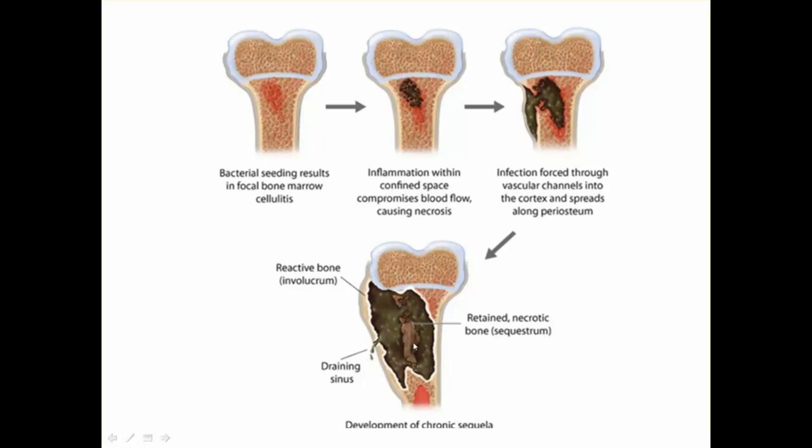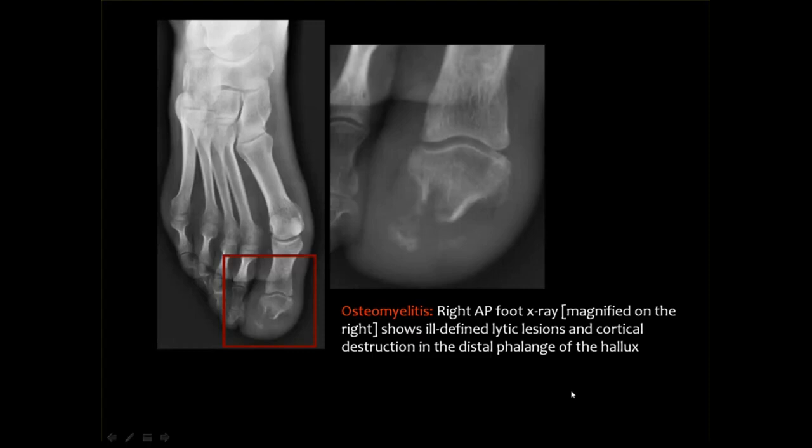The central part of the bone will become necrotic and dead, and this is known as sequestrum. The periosteum will deposit new bone along the area where it is elevated, and this is known as involucrum. And this is an example of acute osteomyelitis of the distal phalanx of the big toe. And you can see these erosive changes, which are relatively ill-defined, with soft tissue swelling, and you may be able to see some air loculi within the infected area.